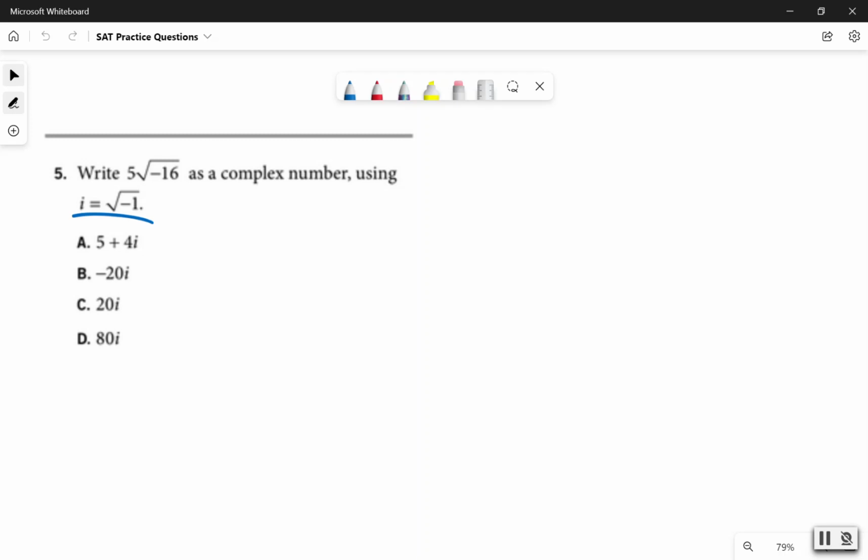All right, so we can do this a few different ways. Let's first do 5 times the square root of negative 16. We'll just write it out for ourselves here. Let's break up that 16 inside the square root. In that case, we're going to have 5 times the square root of negative 1 times 16, since we already know negative 1 is a value here. That's what's going to get us negative 16 underneath.